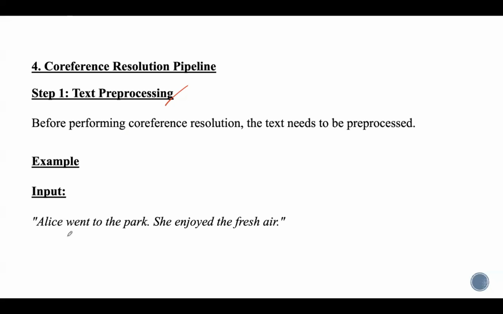If you take this input, Alice went to the park, she enjoyed the fresh air. First tokenization will be done on this, and then sentence segmentation will be done, which is nothing but identifying sentence boundaries. After that, nouns, pronouns, and verbs are identified from the sentence, and named entity recognition will also be done.